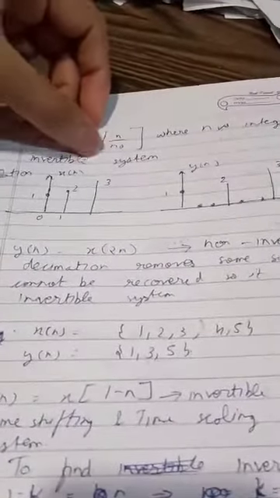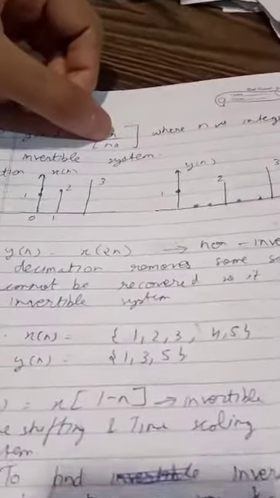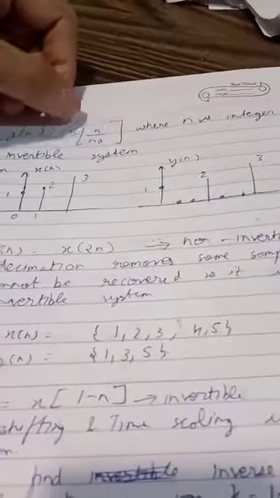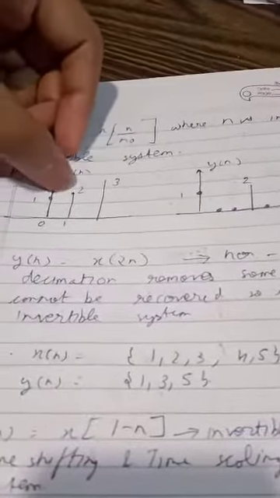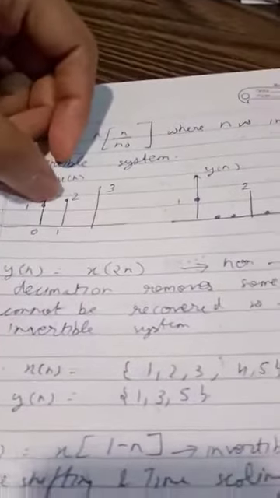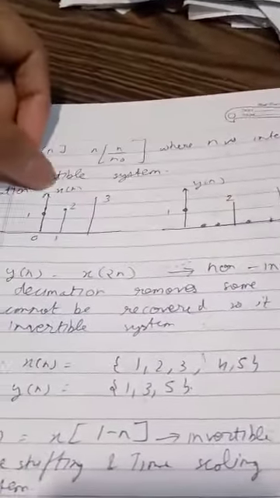y(n) equal to x(n/n0). This is an interpolation operation, where n0 is an integer, so it is an invertible system because for different values of x the output y will be different. So let's say this is x, and the output y will be this if the value of n0 is 2.